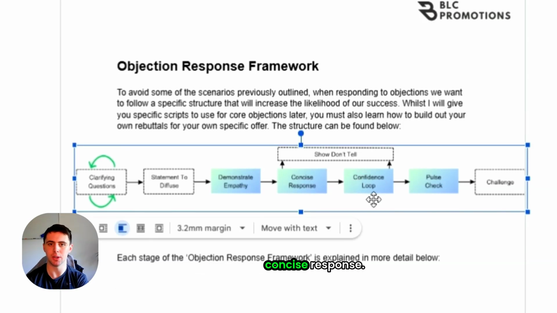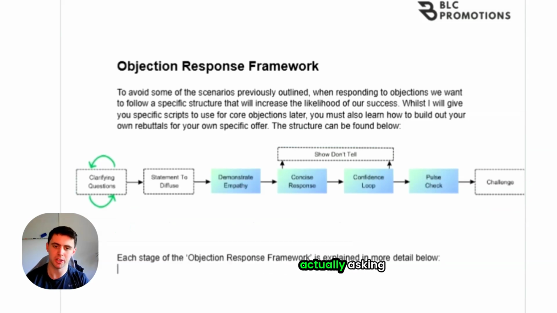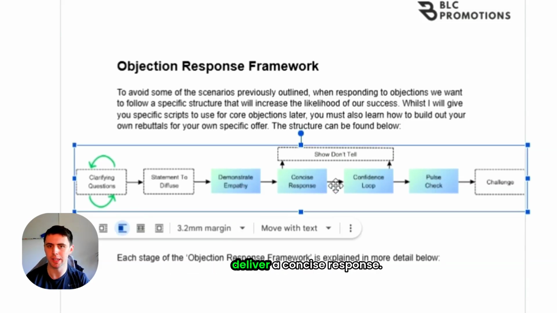Fourth one is a concise response. What you don't want to do is over-explain, oversell, or overdo it and not be very targeted towards the actual objection or question. That makes it really important to ask the clarifying questions that we ran through at the start, because if you don't understand what they're actually asking and what their main objection actually is, you can't deliver a concise response.